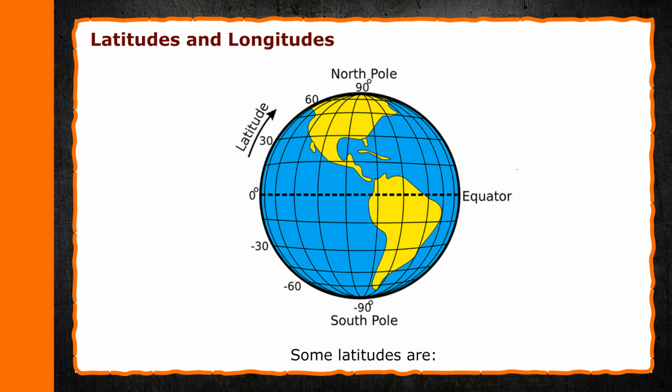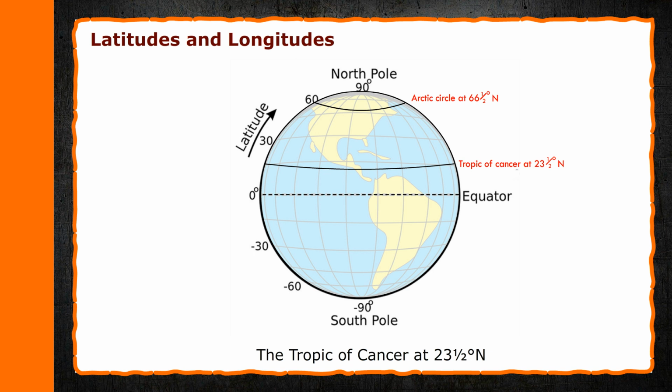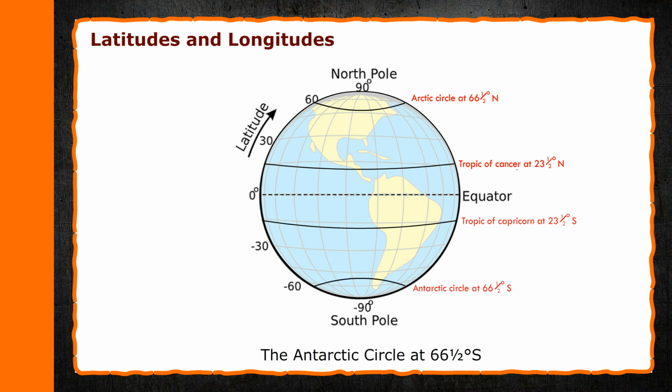Some latitudes are the North Pole at 90 degrees north, the Arctic Circle at 66.5 degrees north, the Tropic of Cancer at 23.5 degrees north, the Tropic of Capricorn at 23.5 degrees south, the Antarctic Circle at 66.5 degrees south, and the South Pole at 90 degrees south.